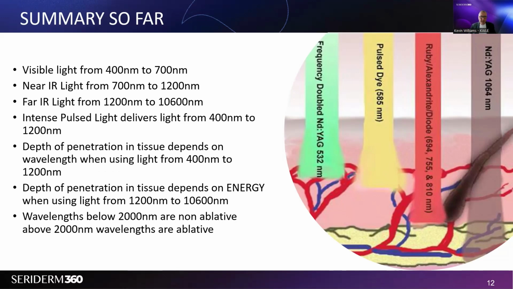So an IPL combines both the visible and near infrared light. We've more importantly learned that with color absorbing wavelengths, we control the depth of penetration by the wavelength. And then what we also learned is that when we go above 1200 nanometers into the water absorbing wavelengths, we control the depth of penetration by the energy. We can also learn how spot size is an impact as well, and that's later on. So wavelengths below 2000 are non-ablative, and wavelengths above 2000 are ablative.